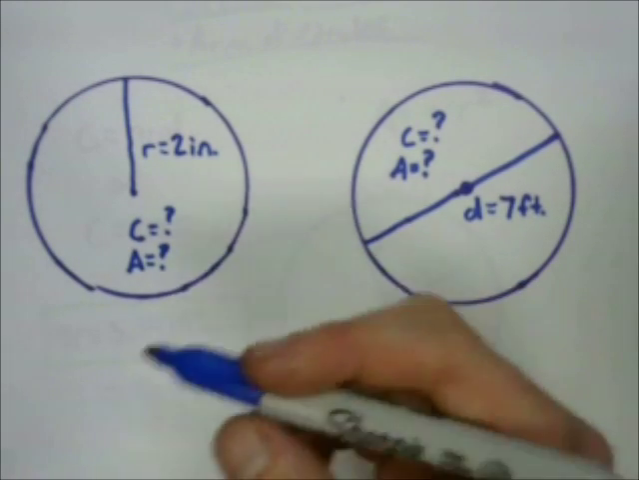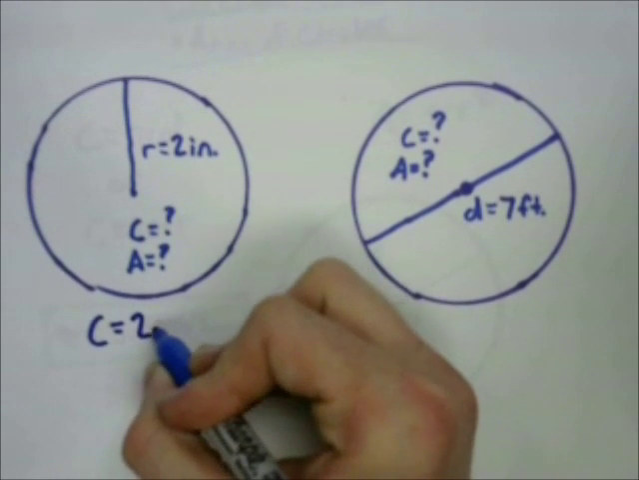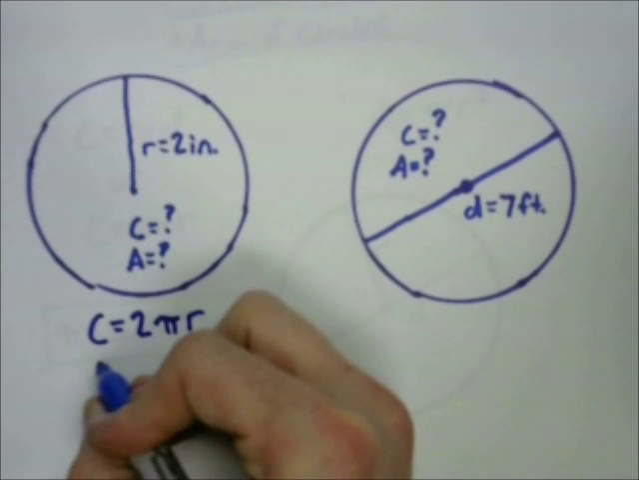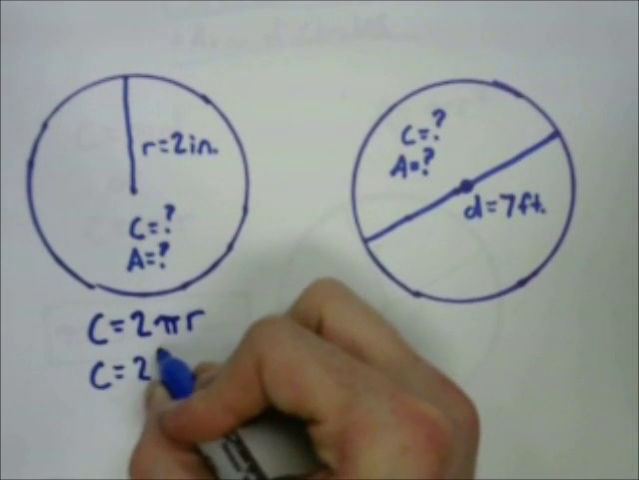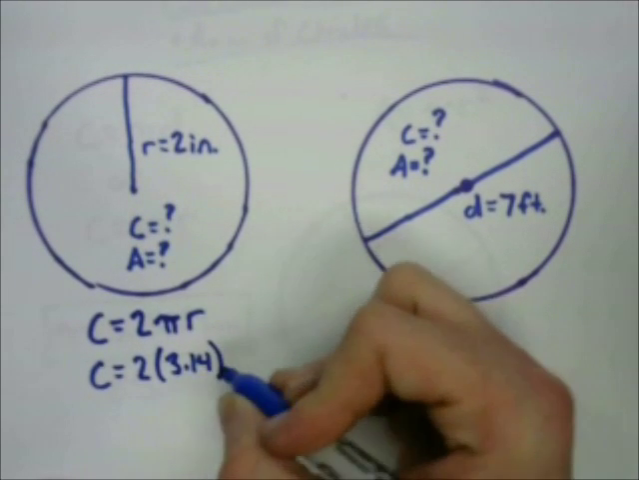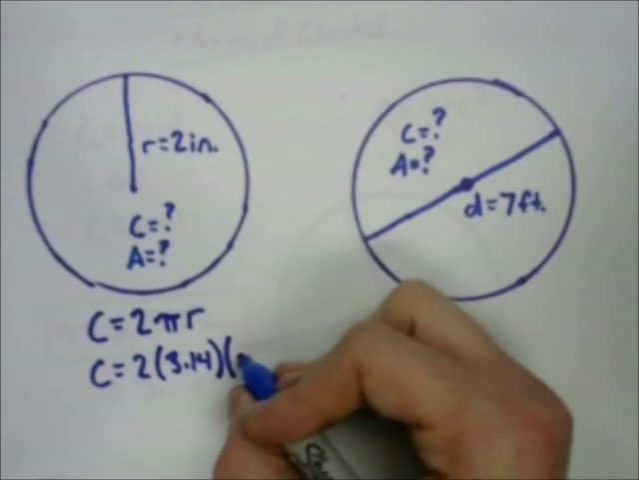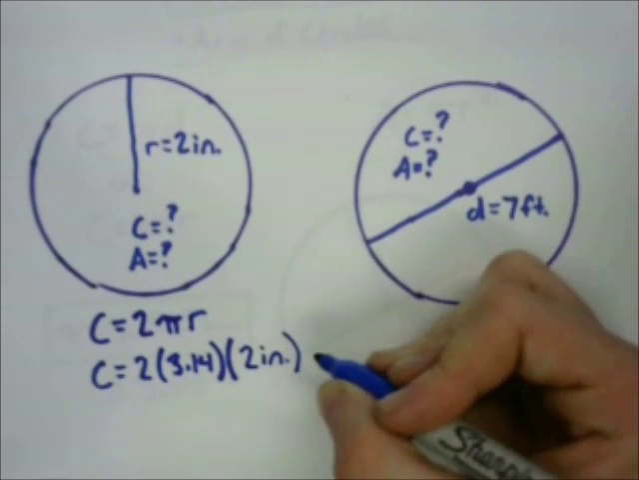So let's find the circumference first. Circumference is equal to 2 pi r if I'm given the radius, and I'm given the radius here. So I'm going to just plug right in. C is equal to 2, which is a constant that does not change. Pi is 3.14. Since I'm substituting in, I'm putting parentheses around it to show multiplication. And then the radius, r, is 2, in this case inches.